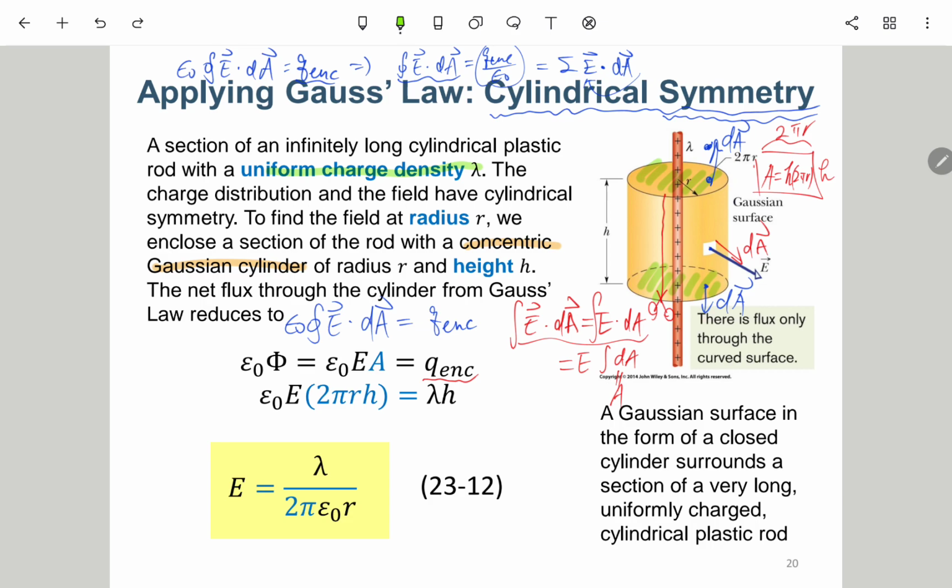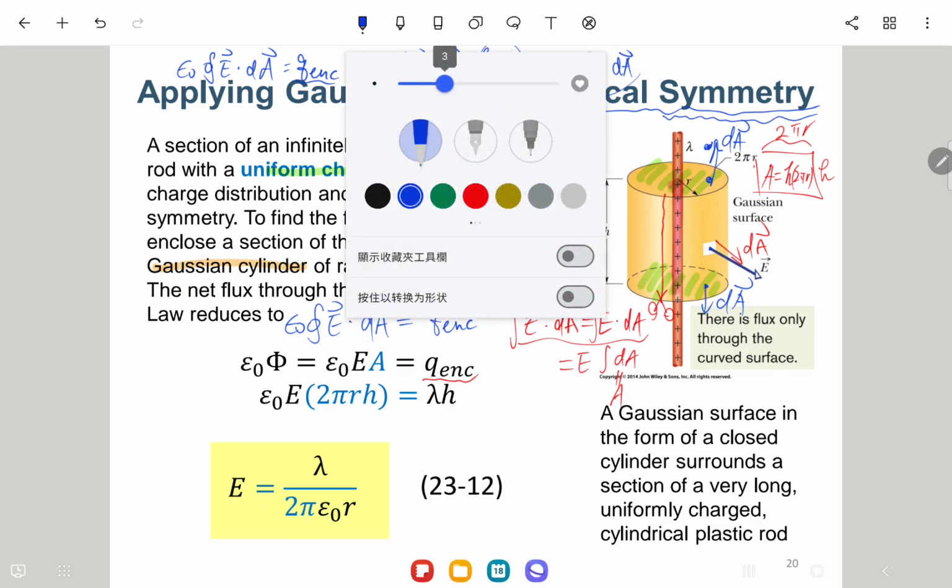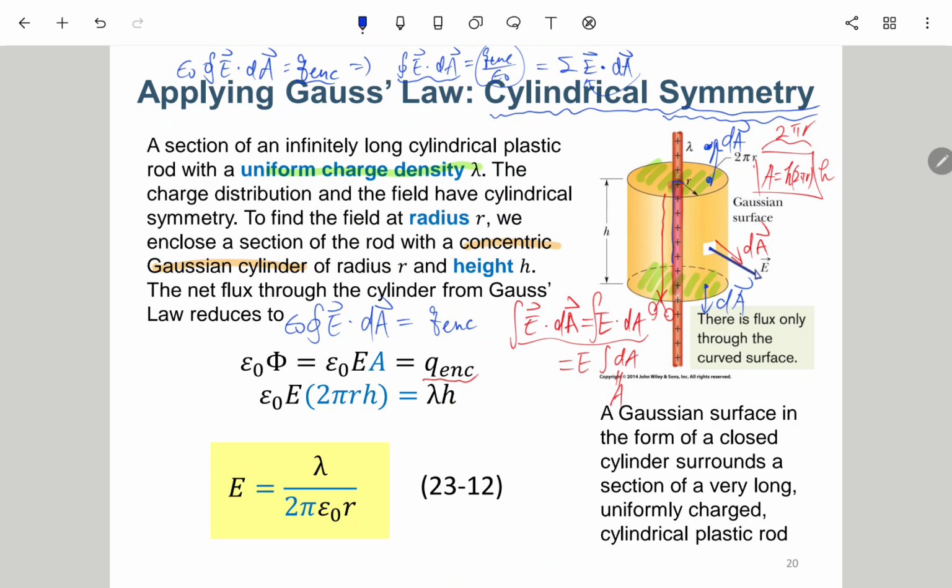Let me use another color. So it will be like the charge from here to here. Not a good color, so maybe I will just use a blue color. So actually, we consider the charge at this part. Okay, this is the Q enclosed for this part. So it will be lambda times h, the total charge amount inside here.